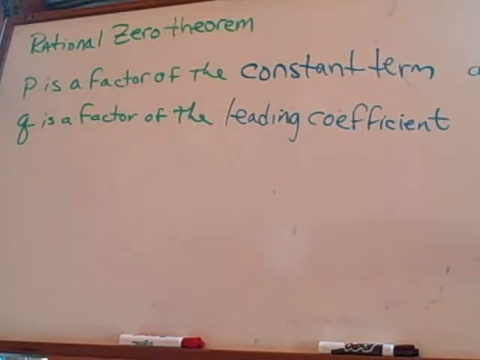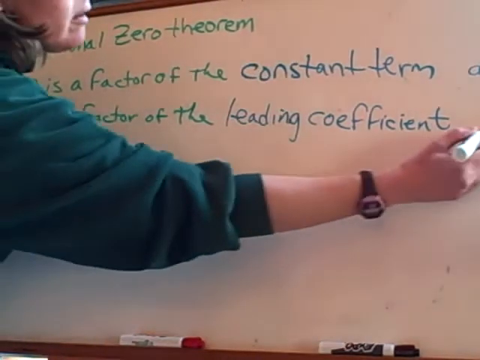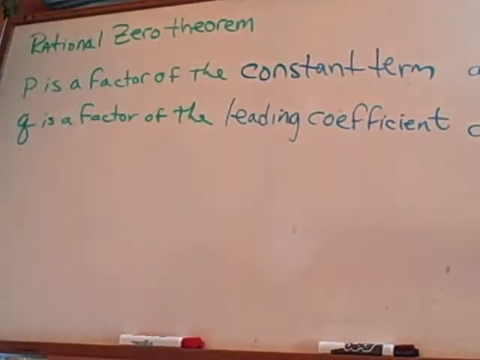All right? And here they call it a sub n. Because n would be whatever degree you're looking at. Okay? And what we're going to do is just jump straight to an example here. And it says list all the possible rational zeros of this function, f of x. So let's write down the function.